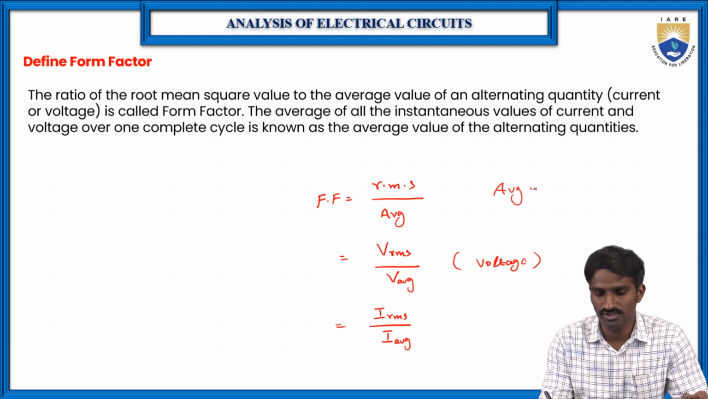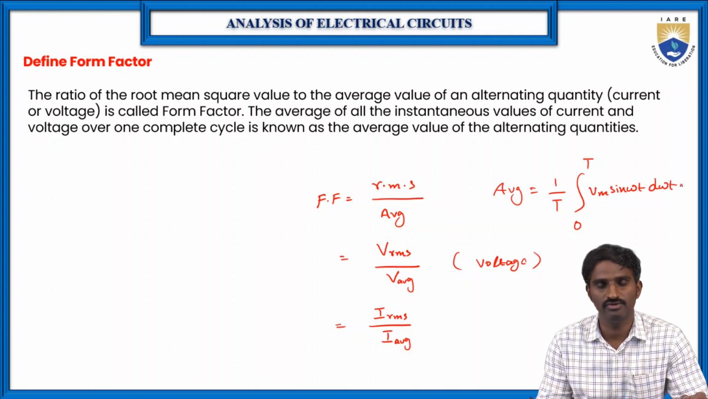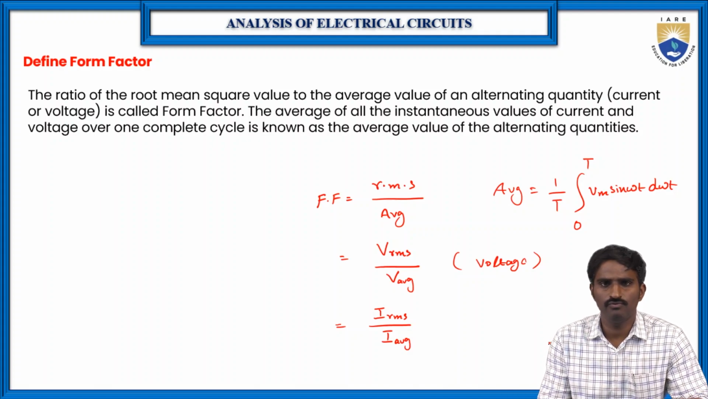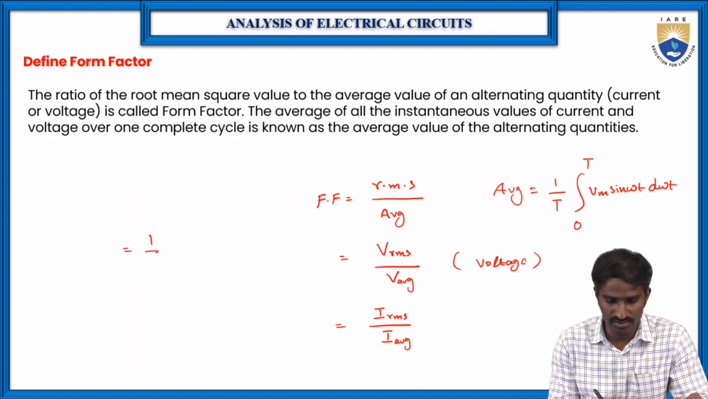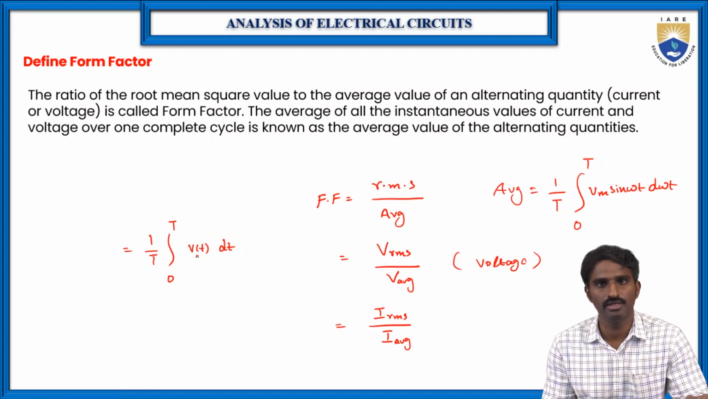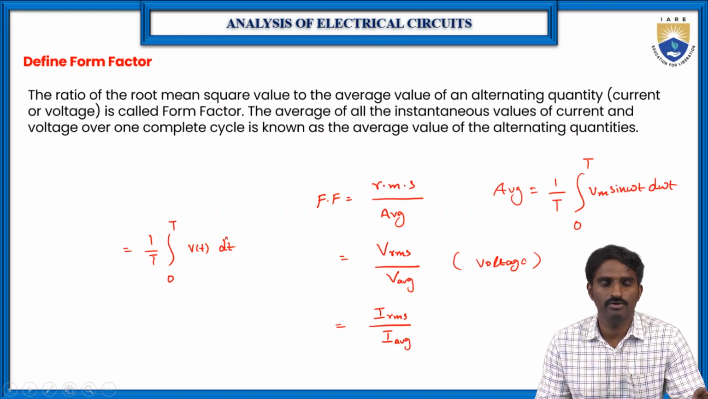The average value is equal to 1 by T, integral 0 to T, and for the sine wave, it is Vm sine omega t into d omega t. This is the standard equation to find the average value of an alternating quantity. If you want to find the average value of any periodic waveform, then this equation becomes 1 by T integral 0 to T of V of t into dt. Here V of t represents the kind of waveform.